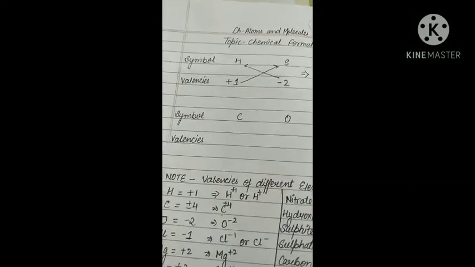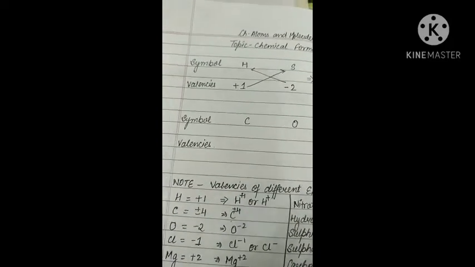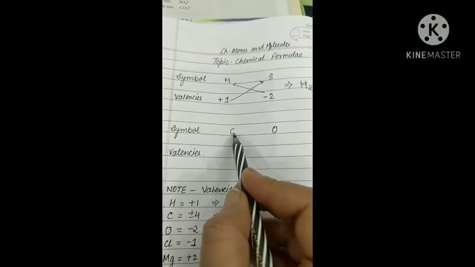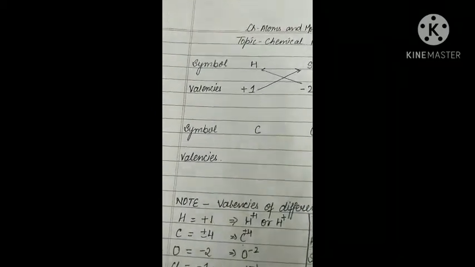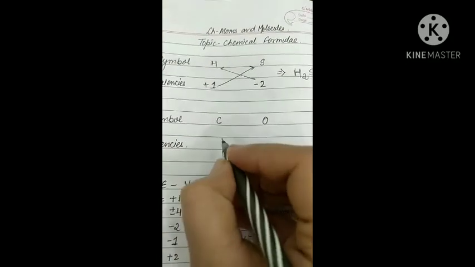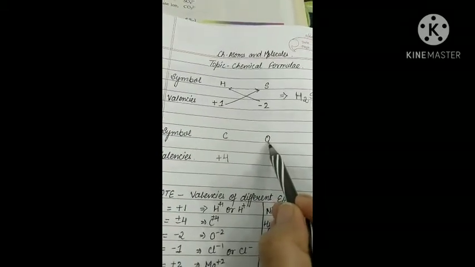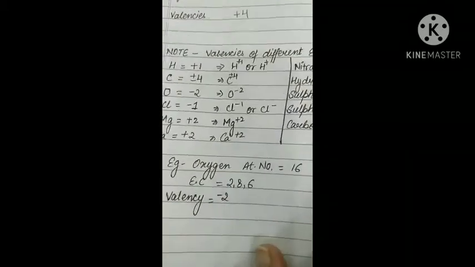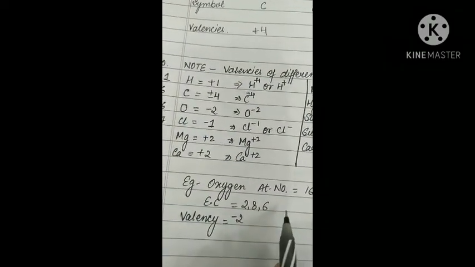Now if I tell you to make the formula of carbon dioxide, how will you make it? If I talk about carbon, carbon valency is +4 as well as -4. But here, since we are saying carbon dioxide, we are taking carbon as a cation because it is coming first. So I am taking +4. Now the oxygen valency: the atomic number of oxygen is 16. This is the way to find out valency.